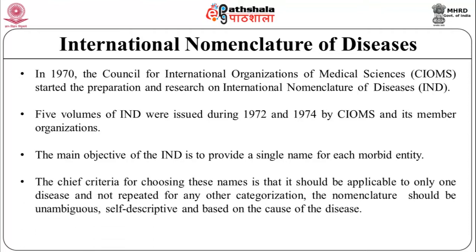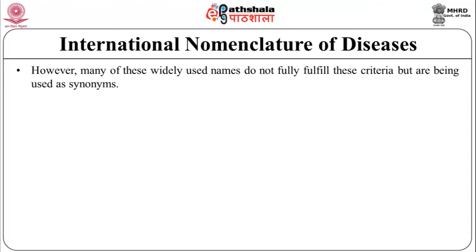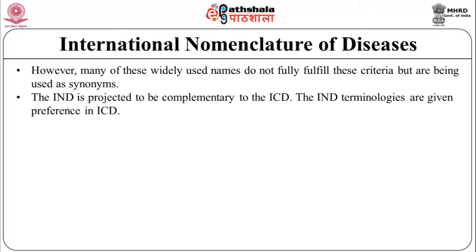The chief criteria for choosing these names is that it should be applicable to only one disease and not repeated for any other categorization. The nomenclature should be unambiguous, self-descriptive, and based on the cause of the disease. However, many of these widely used names do not fully fulfill this criteria but are being used as synonyms. The INT is projected to be complementary to the ICD. The IND terminologies are given preference in ICD.